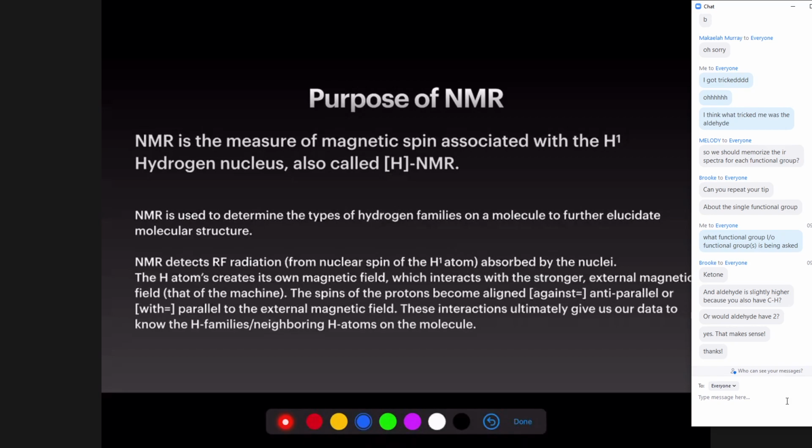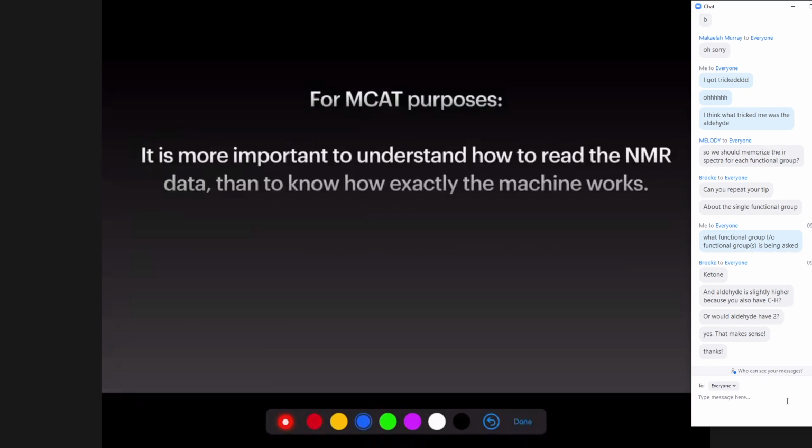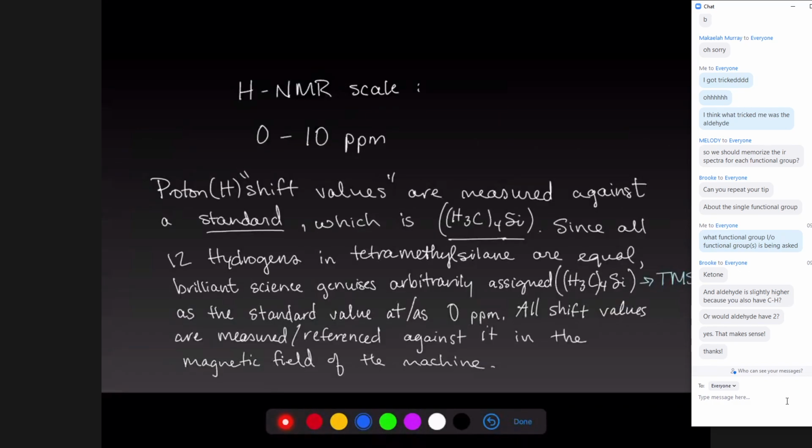These interactions ultimately give us our data to know the hydrogen families or neighboring hydrogen atoms on the molecule. You don't really need to know all that in detail. I just wanted to give you guys a background of how HNMR works. It's more important for MCAT purposes to understand how to read NMR data than to know exactly how the machine works, which is exactly what I just said. I was moving ahead of myself.